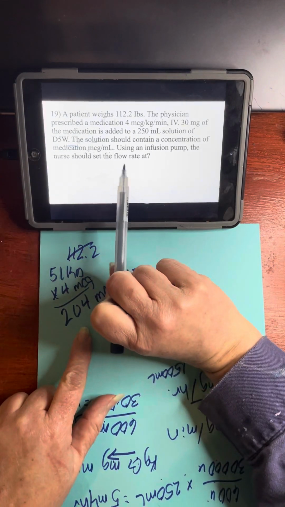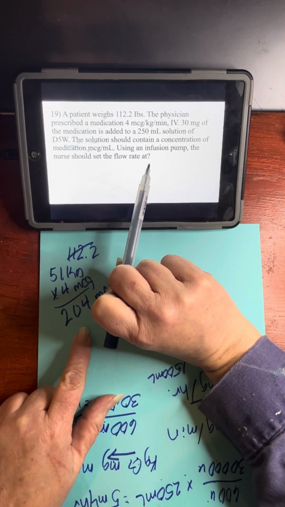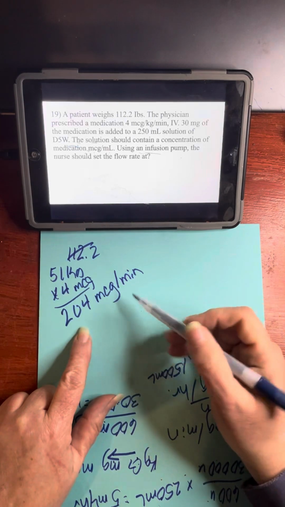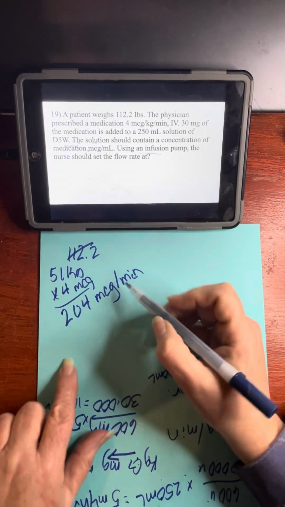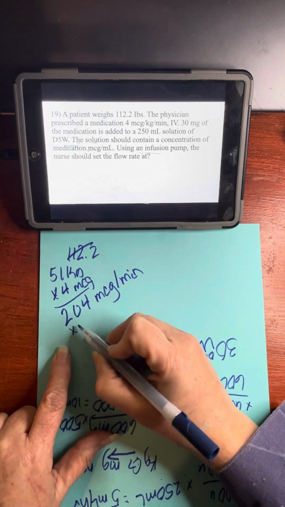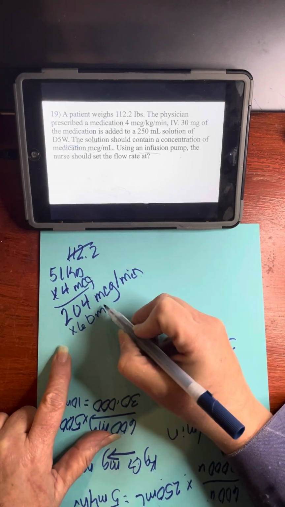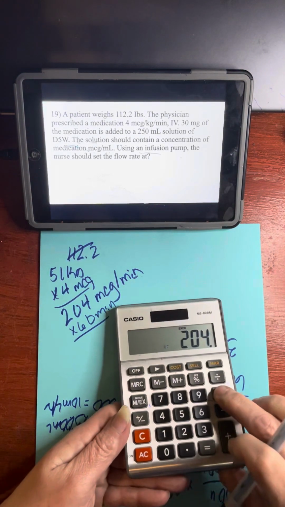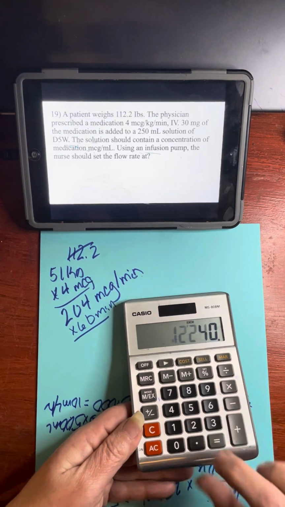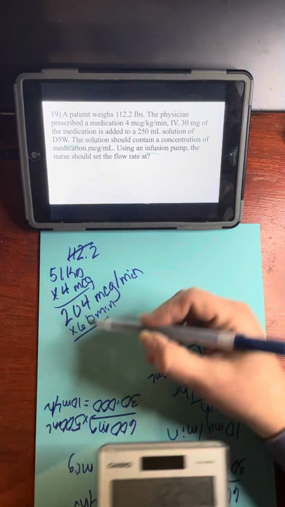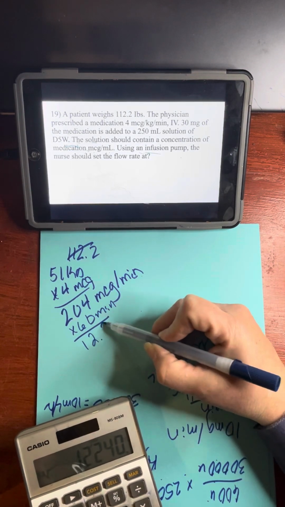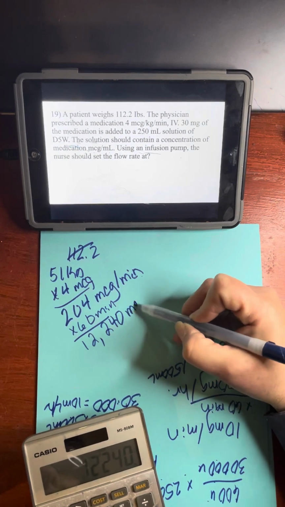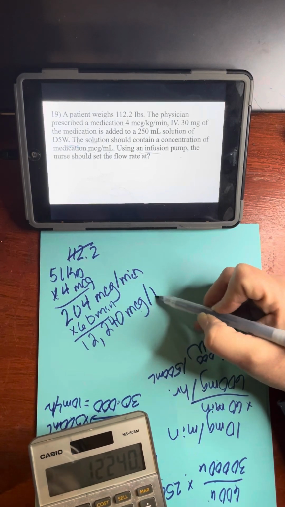And you know, we're going to have to set this flow rate at milliliters an hour because it says an infusion pump. So if it's 204 per minute, I can multiply this times 60 minutes and find out what it is in an hour. So get your calculator and let's do that. Times 60. That's going to be 12,240 micrograms per hour.